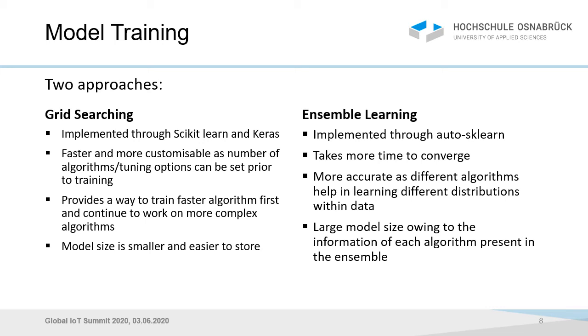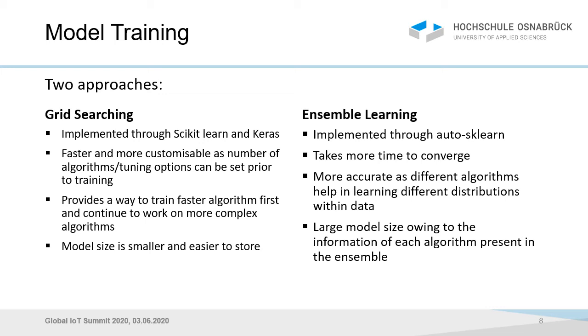In our experiments, grid search proved to be a lot faster, even when we trained 39 different models with different algorithms and tuning options, than ensemble learning for the scenarios shown in the result section. Grid search also provides more flexibility to apply algorithms and their tuning options. However, these options have to be given to the framework beforehand.